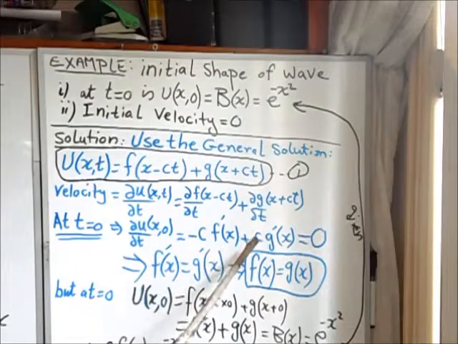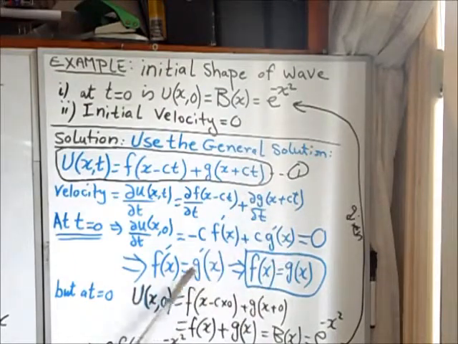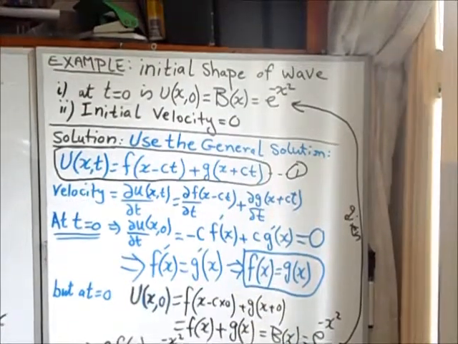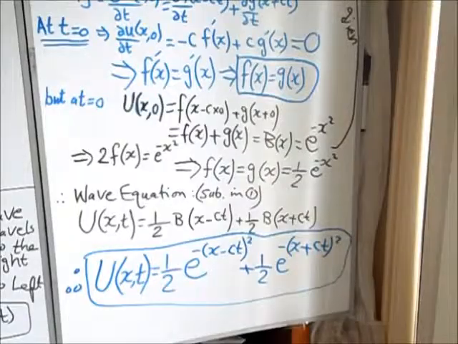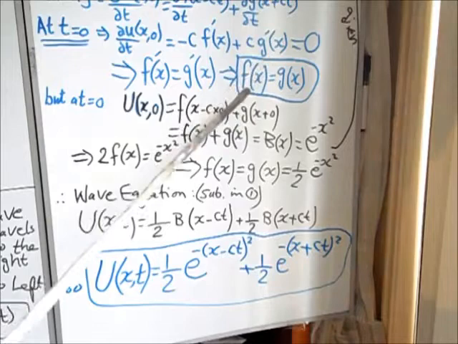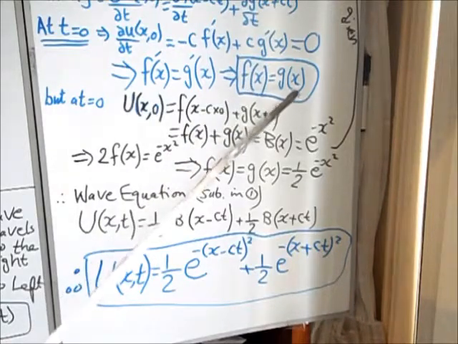Now if we simplify this equation and rearrange it, c and c cancel, so f dash of x equals g dash of x. And if we integrate, a solution is f of x equals g of x. There could be other solutions, for example, but this is a simple solution, f of x equals g of x. Alright, so we found that f of x equals g of x.